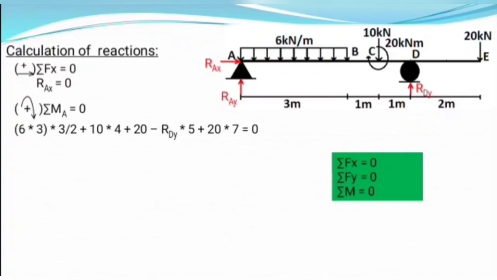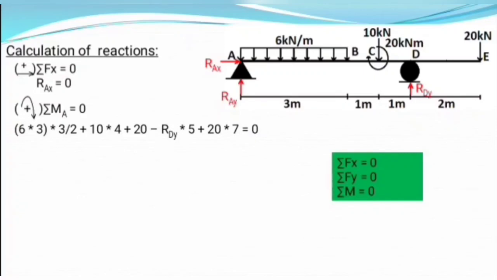And the third term in this equation is 20, which is the point moment at point C, which is of intensity 20 kN meter, and it is acting in clockwise direction. Since we consider all the clockwise moments as positive, we just added it to this equation.